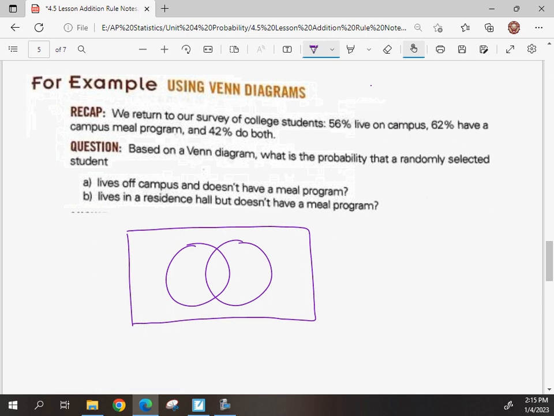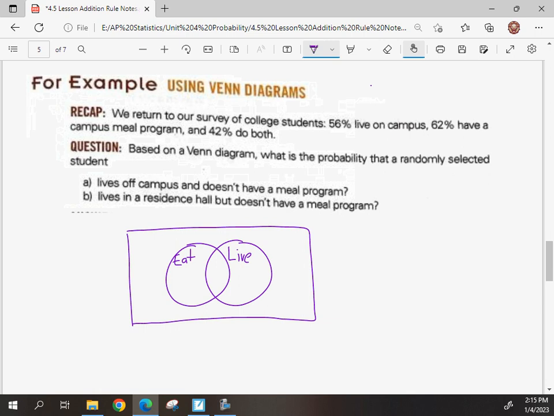If those two circles didn't overlap at all, then that would be a representation of mutually exclusive events. They cannot happen at the same time. But in this case, they can. We have some students who have a meal program and some students who live on campus.